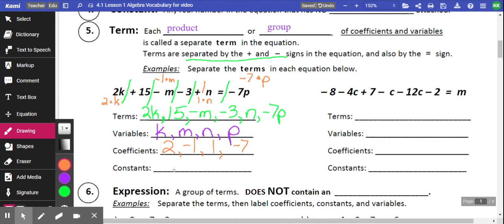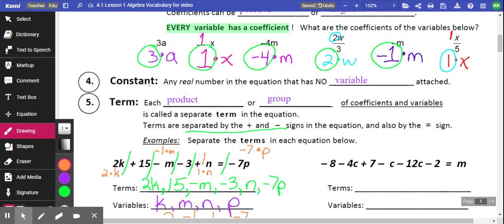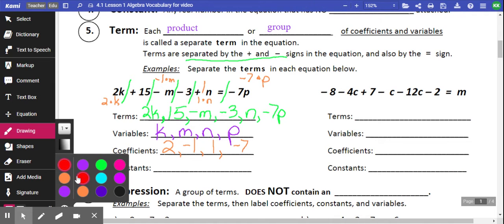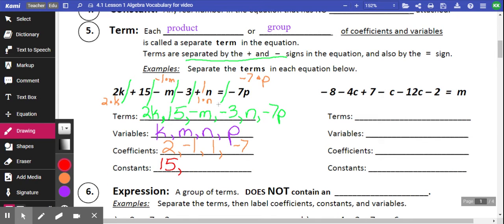The last part of this example is constants. So I look back and I see the constants are the numbers with no variables. So my constants are just my plain old numbers. That would be the 15, and that would be the negative 3.